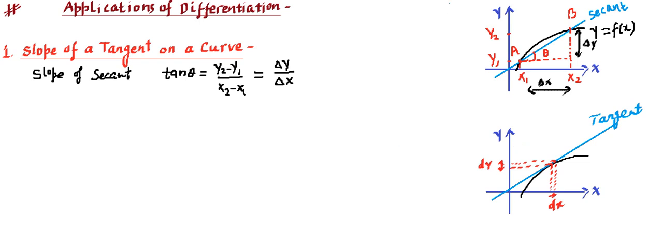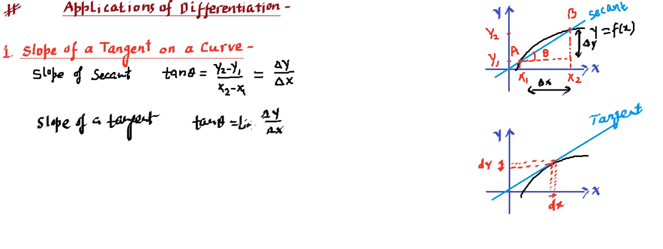So here we can write the slope of a tangent. The slope of a tangent is given by tan theta, which is going to be equal to, we can write in this manner, delta y upon delta x, but stating the point that delta x is very small, tending to 0. This is the definition of differentiation, so it will become dy upon dx, right?